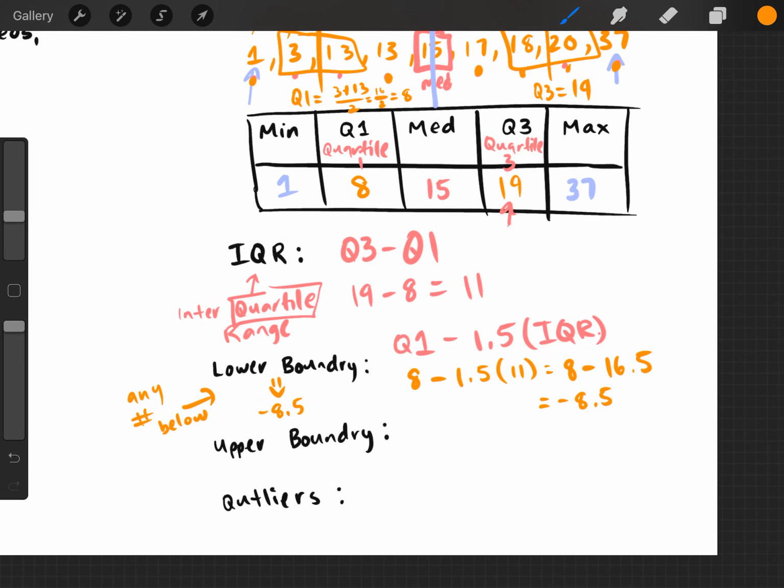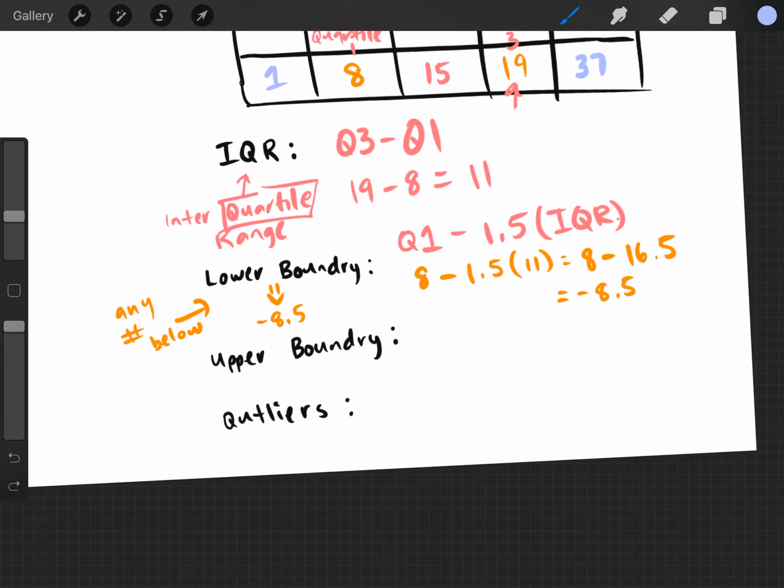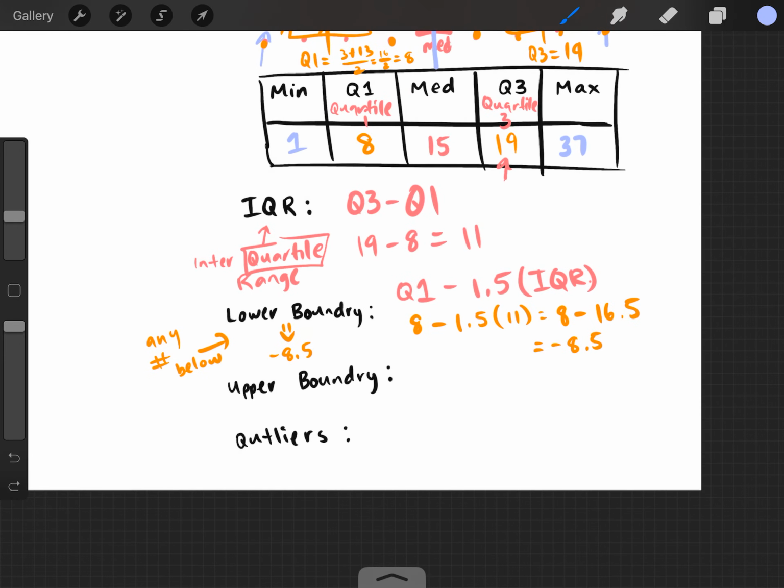What that means is any number below our lower boundary is an outlier. So we look back at our data, our lower boundary is negative 8.5. Are any of those numbers below negative 8.5? The answer is no, because none of those numbers are negative. So we don't have any outliers there.